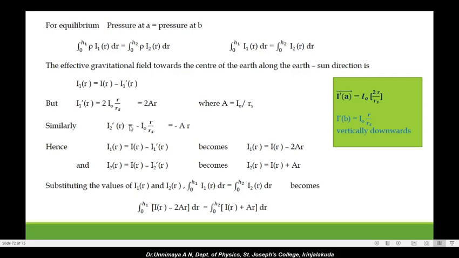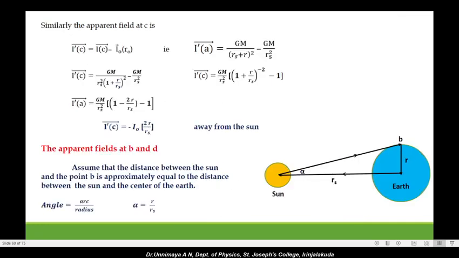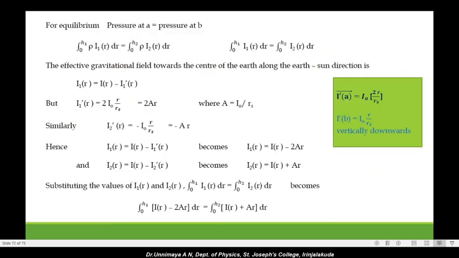Similarly, what is I2 prime r? I2 prime r is I prime b. What is I prime b? Minus I0 r by rs. Why do we take the minus? I prime b is I0 r by rs, but it is vertically downwards. If we consider the direction, I prime b is vertically downwards. So we consider this downward direction and introduce a minus sign. Then I2 prime r is equal to minus I0 r by rs.